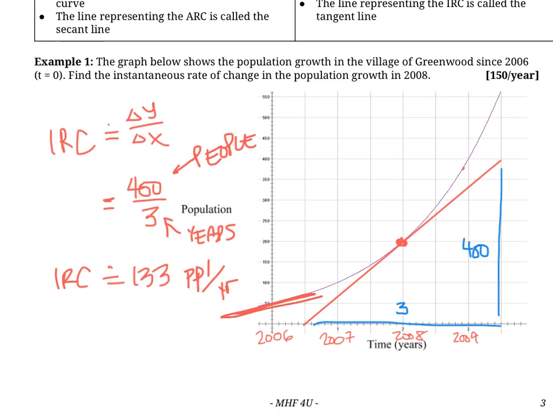And 2009 would have a tangent that looks something like that. It's a little bit more steep. So we can say that the population is growing faster and faster as time goes by.